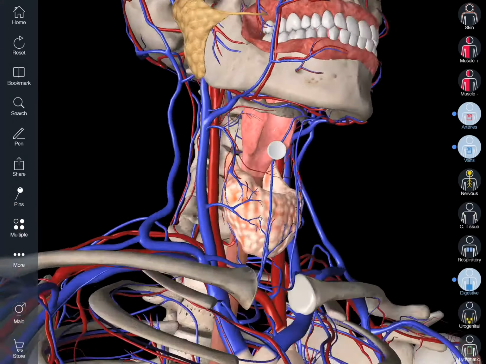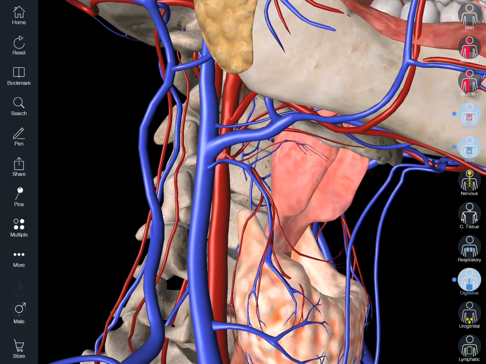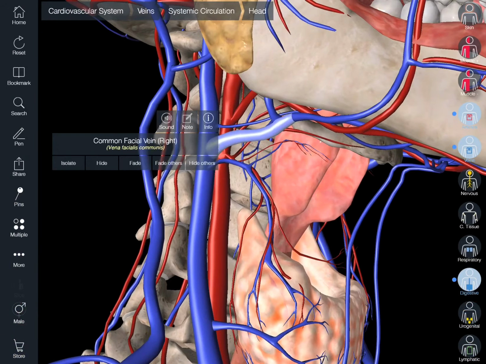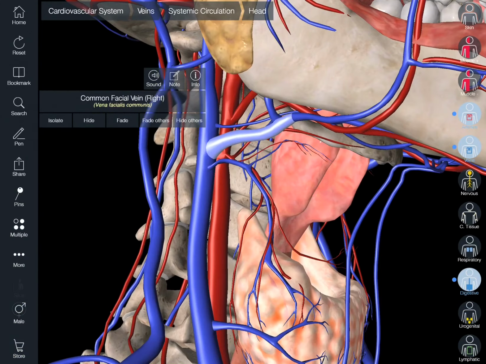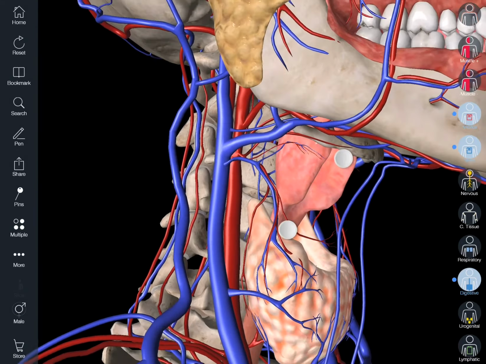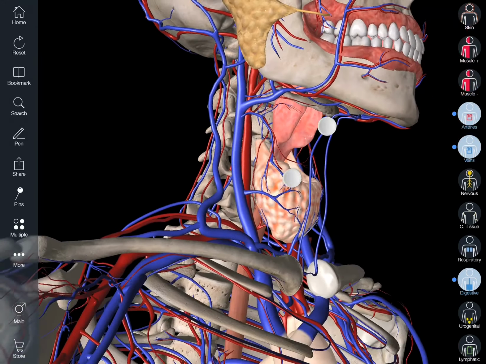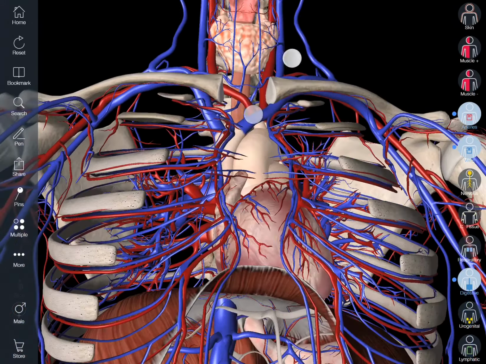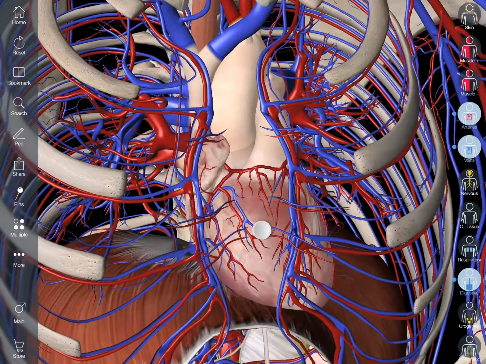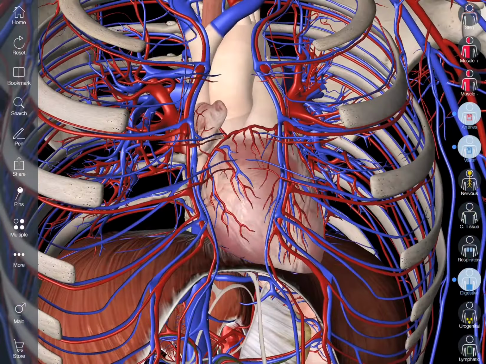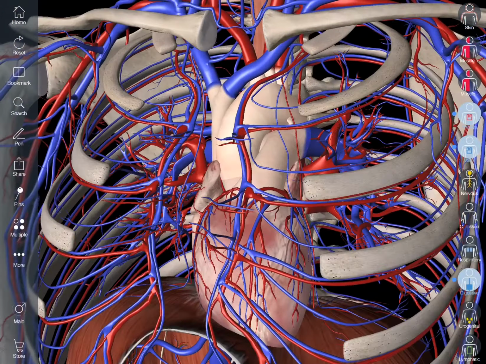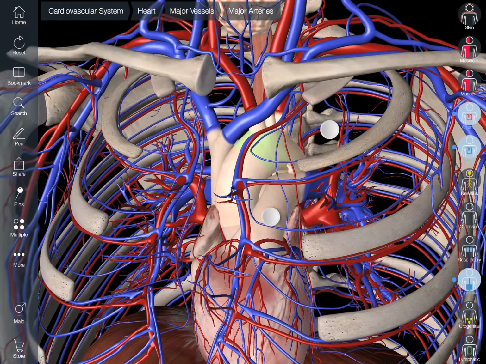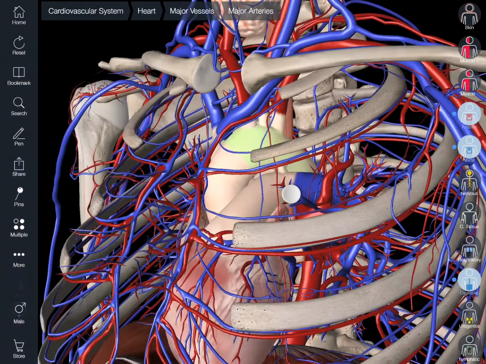Okay, now here are some other things. This is the common facial vein. Okay, just some major stuff. All right, so now let's talk about the aorta. As we said, this is the arch of aorta. We've got some branches from this guy.